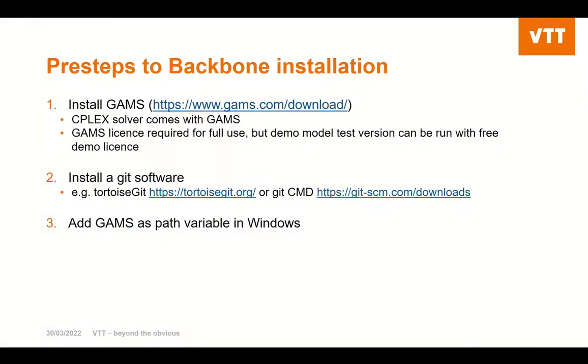First, you have installed GAMS. Second, you have installed any Git software. And third, you have added GAMS as a path variable in Windows. This will later allow you to run GAMS and Backbone using a command file.